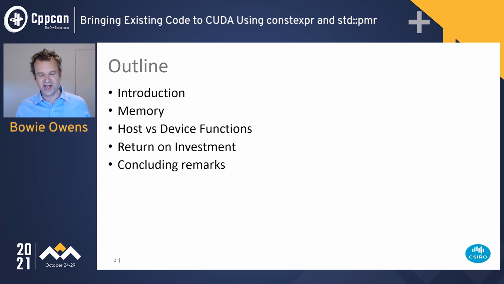To get started, I thought I'd share my plan for the talk this morning. I want to begin with some introductory comments that will explain some context about who I am, what I've done, and who I think this talk will be helpful for. Then we'll look at bringing existing code to CUDA in two major sections. First, relating to memory, and second, to do with host versus device functions. If this terminology is not familiar, I'm going to try and explain the terminology that I use as I go along, so don't be too worried.